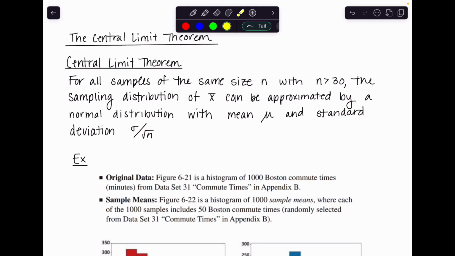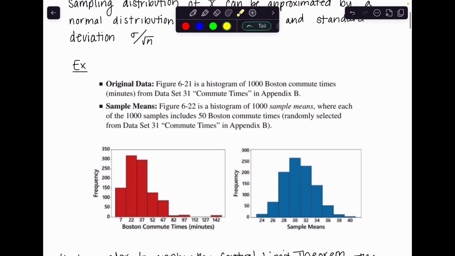What I want to do is show you some real life examples of how this ends up working. This picture gives verification of that. There were originally data collected from 1,000 different Boston commute times. If you look in the back of your textbook, you can see the actual list of all of the data. When you plot that, it creates a histogram that looks like this, which is definitely not normal.